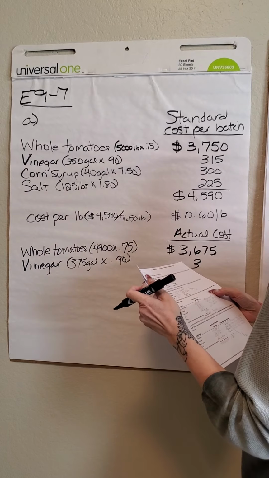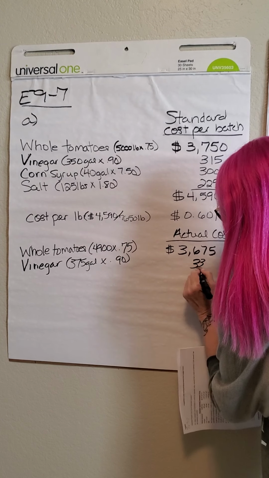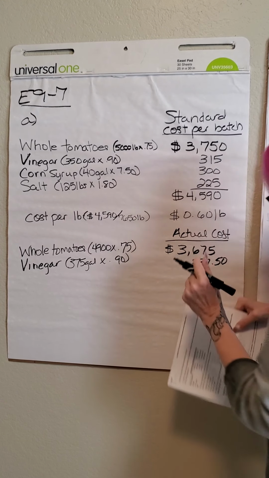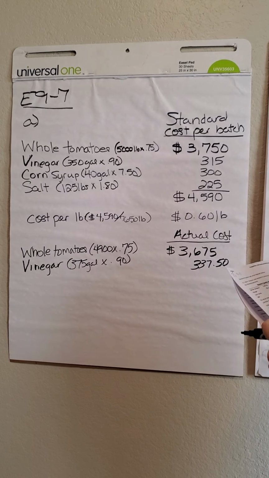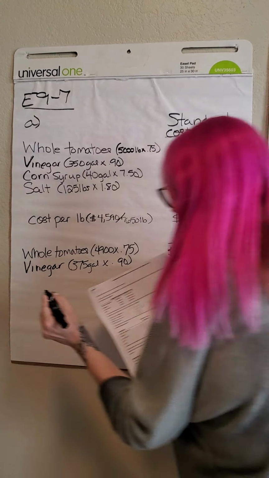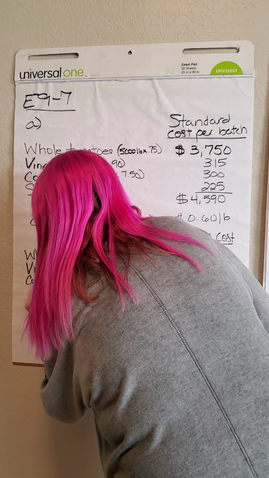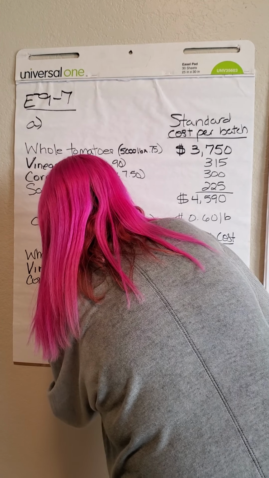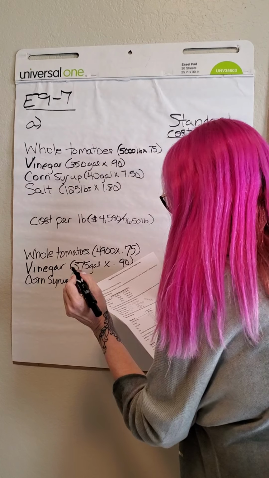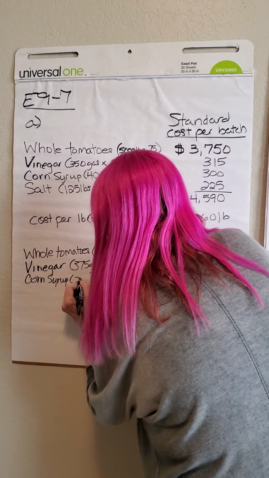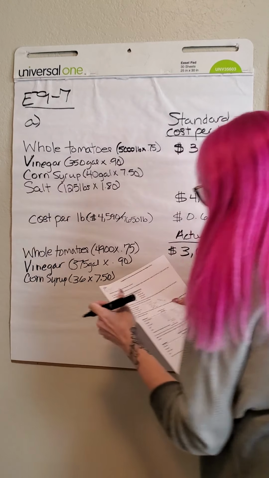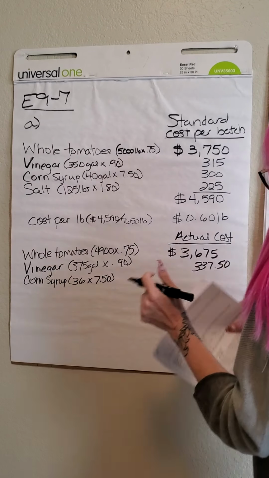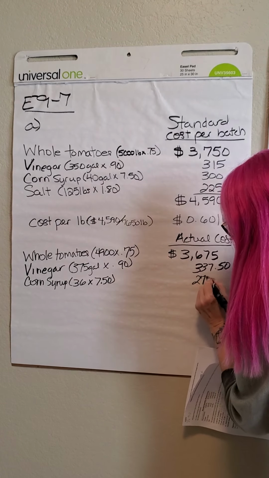No, it didn't. It came to $337.50. Sorry, I've got tons of notes on my page, as usual. All right, then we've got our corn syrup. And the actual amount that we used was 36 gallons times that $7.50 per gallon. That amount came to $270.